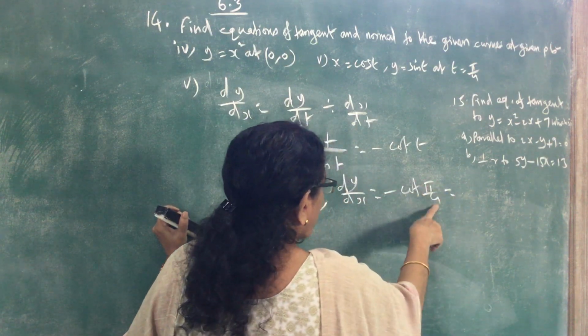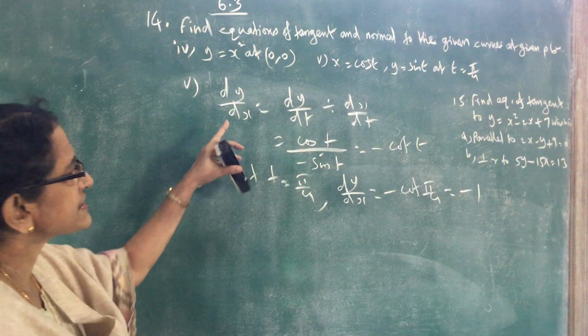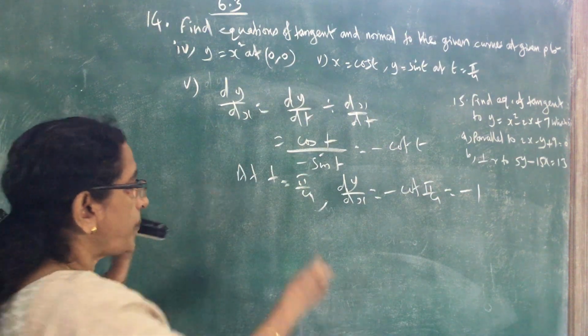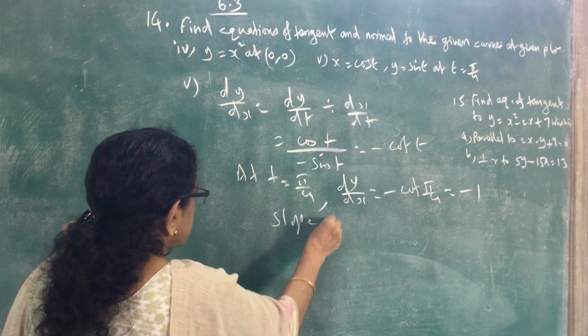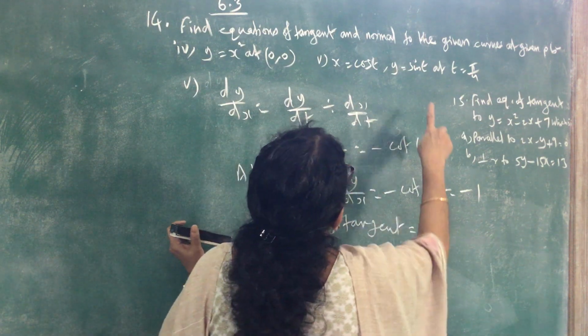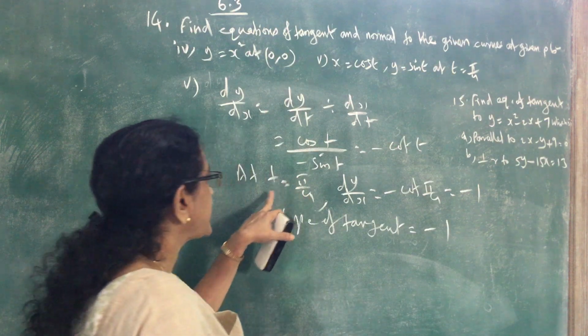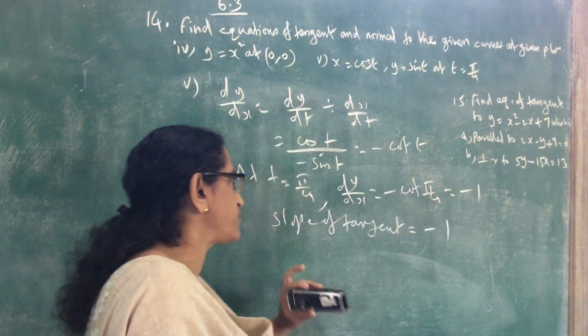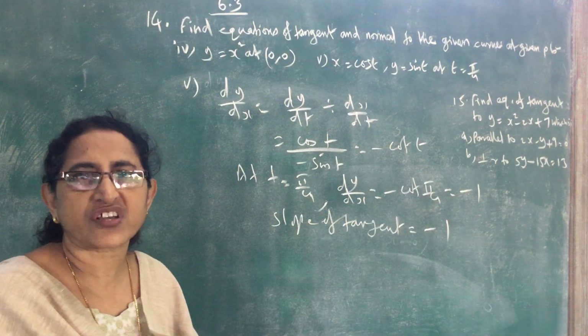Cot pi by 4 is 1, so that is minus 1. So this is the slope of the tangent. The slope of the tangent dy/dx equals minus 1. Then we can find the equation of tangent.